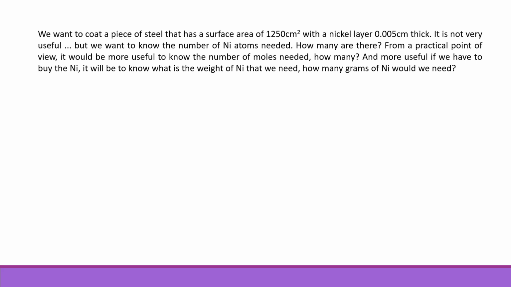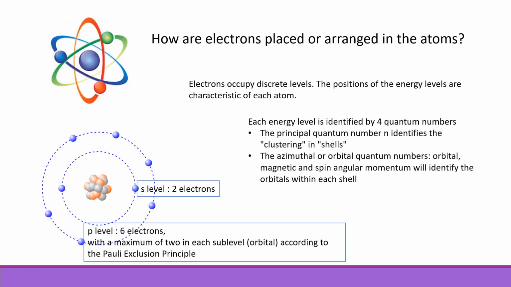From a practical point of view, it would perhaps be more useful to know not the number of atoms. We're not going to count atoms, but the number of moles. So how many moles does the amount of atoms you have calculated represent? And finally, if you go to a shop to buy the nickel, you are going to ask for grams or kilograms of nickel, and not for moles. So how many grams of nickel would be needed for this coating?